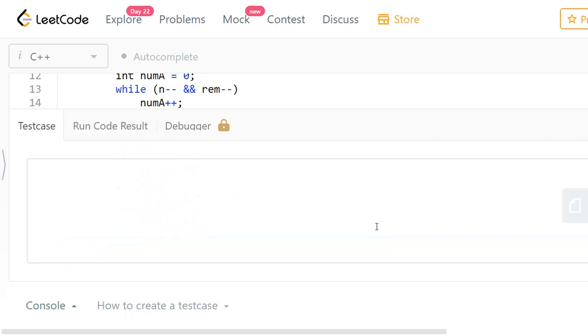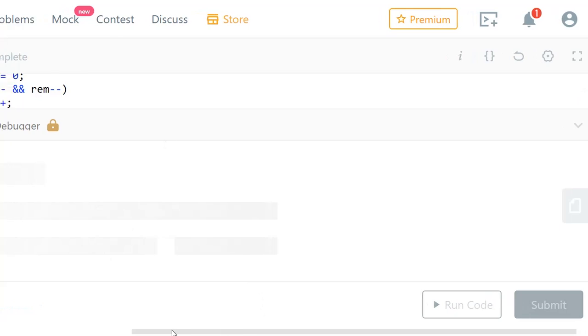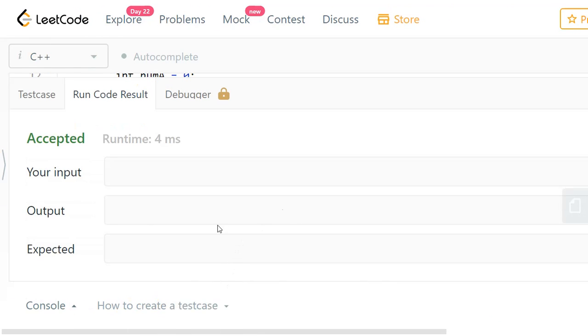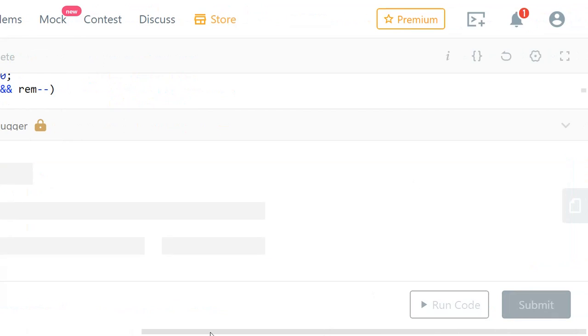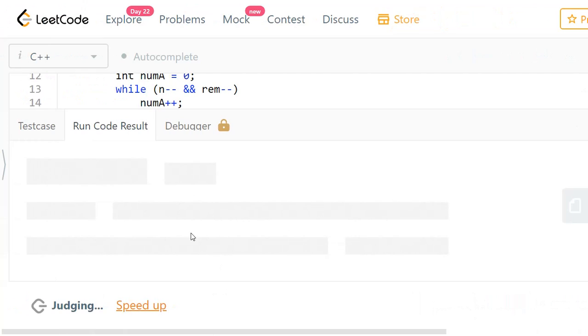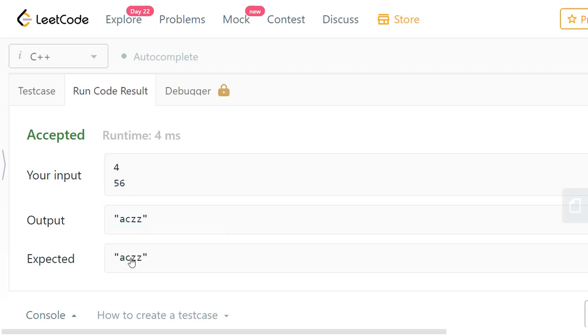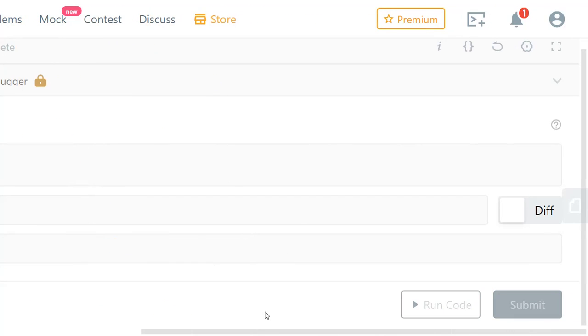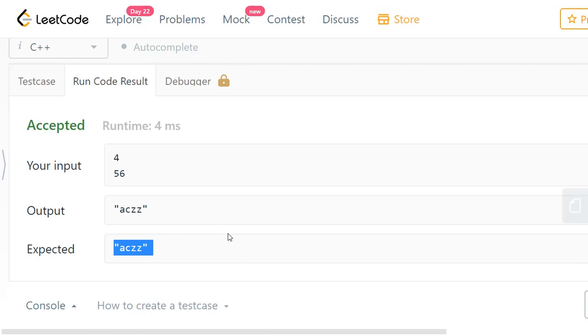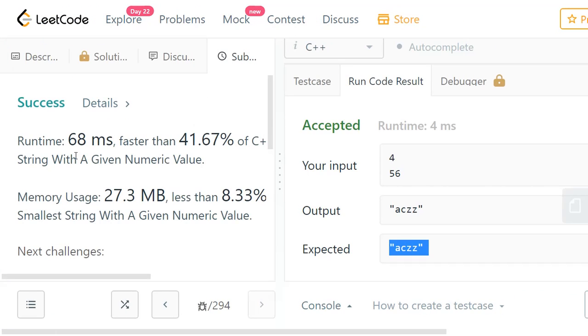So let's execute and check. Yeah, the output matches the expected output. Let's submit and see if all the test cases are passing. Yeah, so the runtime is 68 milliseconds and all the test cases have passed.